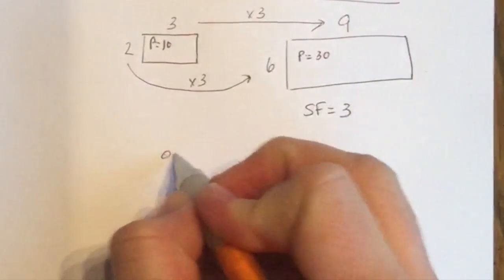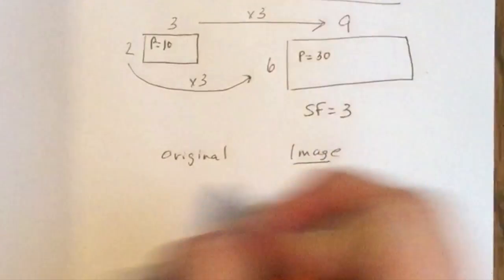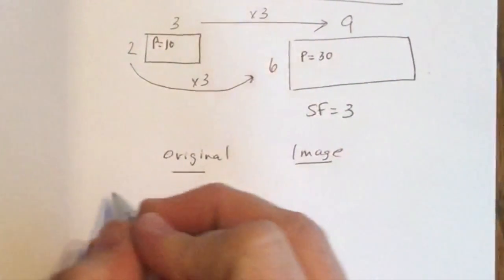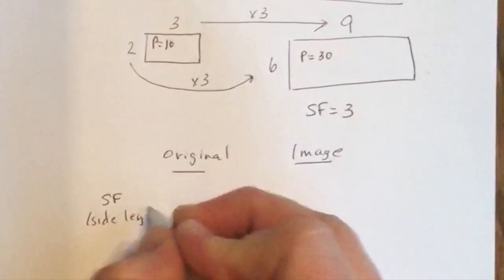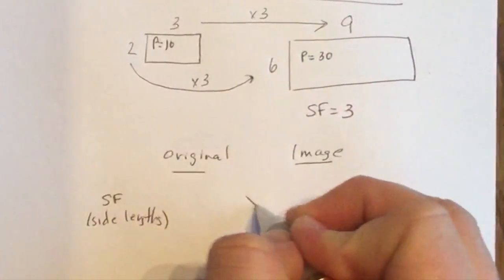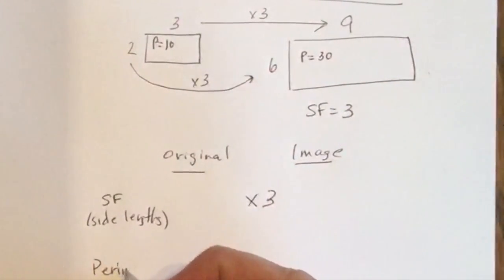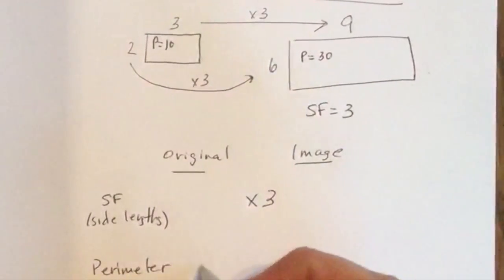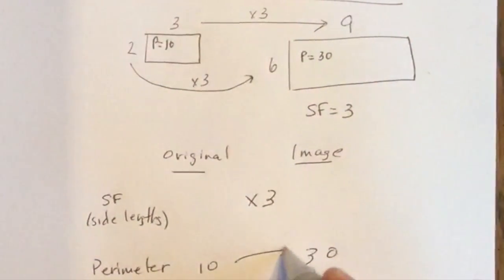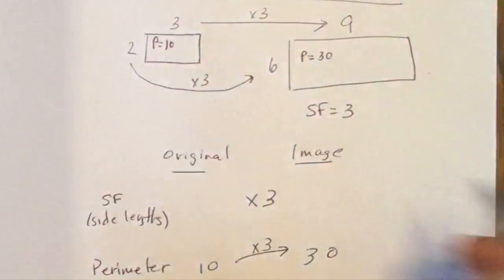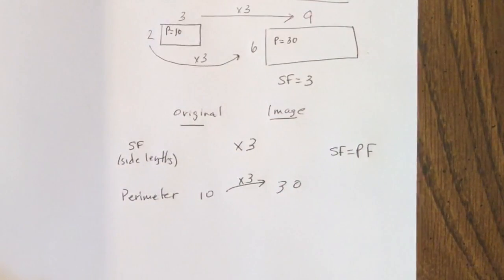So I'm saying from my original to my image, I can make a table about how things change. The scale factor, which would be the side lengths, we already said, are times 3. Now let's check the perimeter. The perimeter of the original was 10, and of the image was 30. To go from 10 to 30, we're multiplying by 3. So here we learn that the scale factor is the same as the perimeter factor.